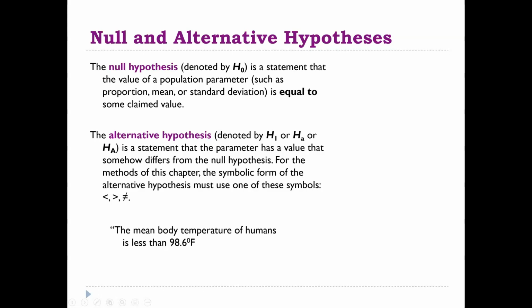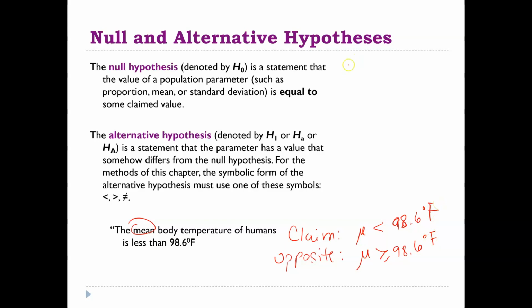Let's look at our statement. Our first statement: the mean body temperature of humans is less than 98.6 degrees Fahrenheit. The claim is that the mean, mu, is less than 98.6 degrees Fahrenheit. The opposite of the claim is that mu is greater than or equal to 98.6 degrees Fahrenheit. The opposite of less than is greater than or equal to.